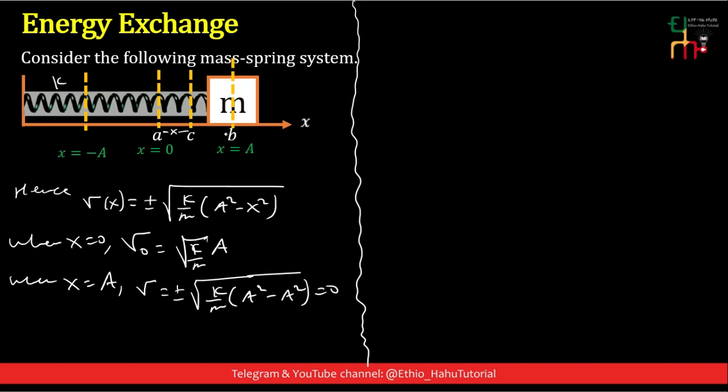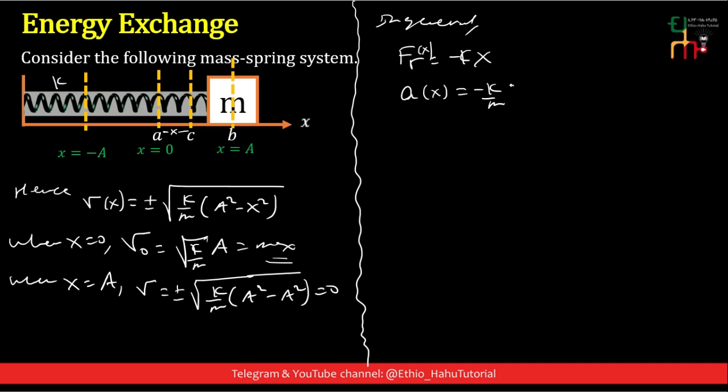Therefore, at the maximum point, the speed is 0, but at the lowest point of oscillation, or at the equilibrium position, the speed is maximum. This is maximum speed. In general, the restoring force is given by minus k times x from Hooke's law. The acceleration of the particle as a function of x is equal to minus k over m times x, and the velocity of the particle at any position x is equal to plus or minus the square root of k over m into a square minus x square.